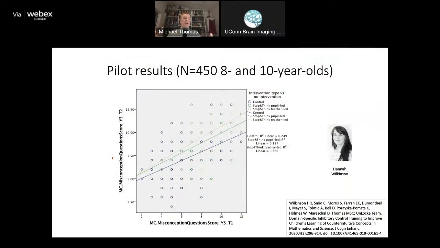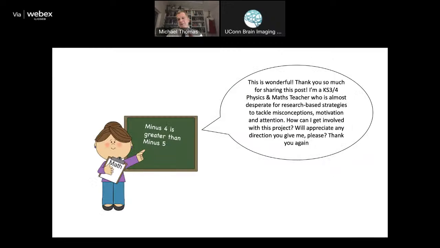And we then do some pilot studies and demonstrate that training inhibitory control, where you ask kids to stop and think before they give their response, actually helps them access the counterintuitive answer to the question. Demonstrate it works in a pilot study, albeit that was like several hundred children. Teachers really enthusiastic about that. Wonderful. That's helping my kids.